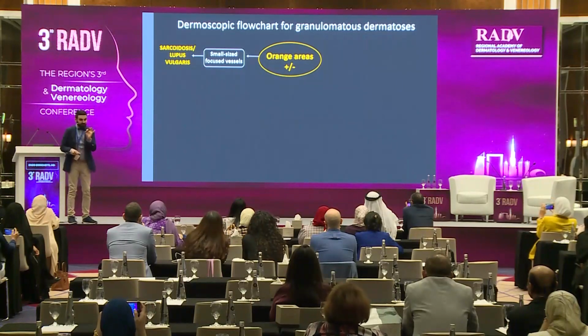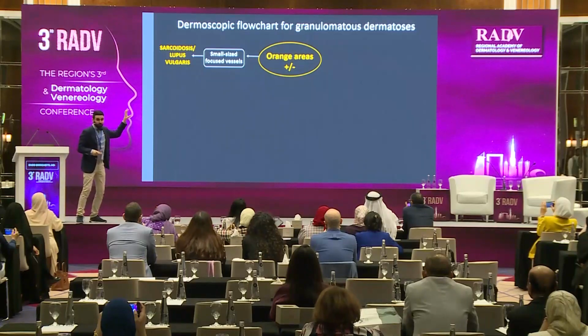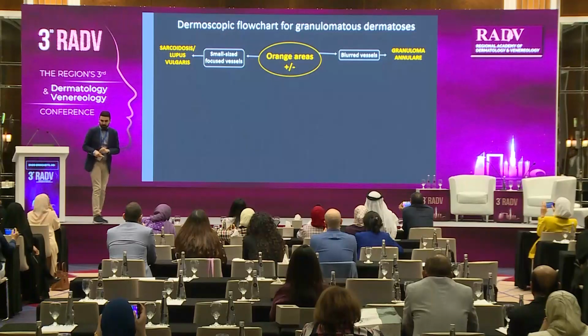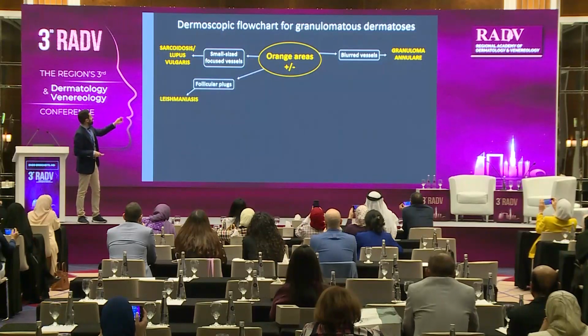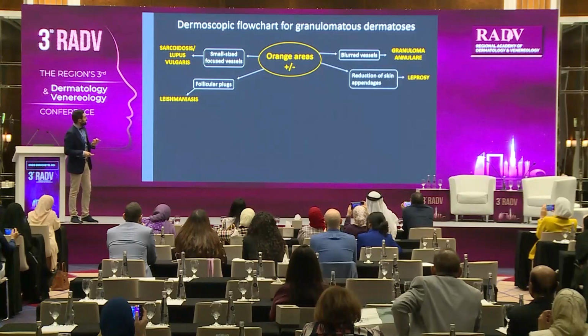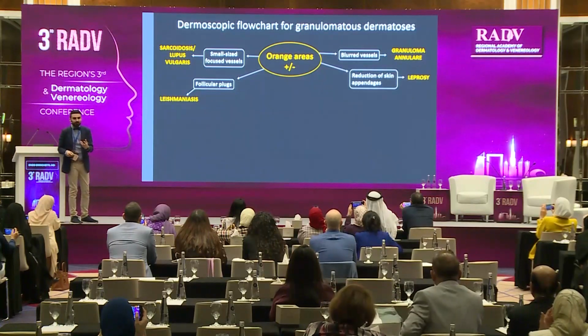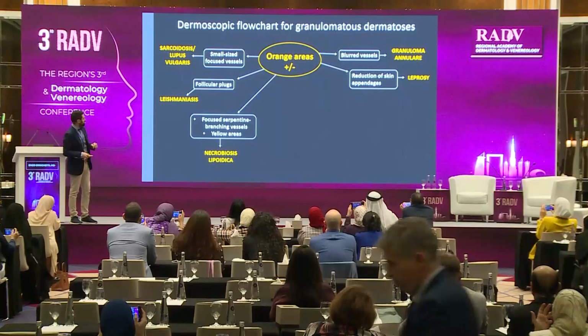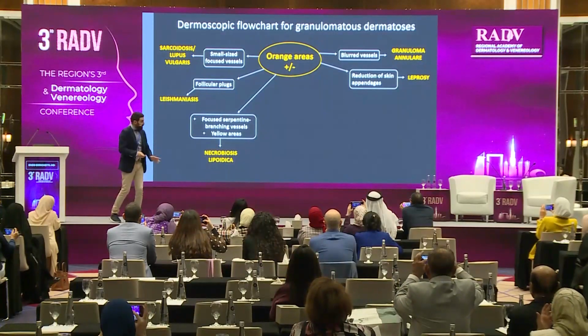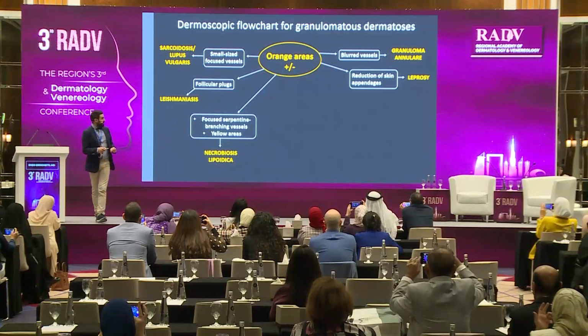Small-sized focused vessels, we have to think about sarcoidosis and lupus vulgaris. Blurred vessels, granuloma annulare. Then follicular plaques, leishmaniasis, okay? Then we have reduction of skin appendages, leprosy. Focused serpentine branching vessels and yellow, we have to think about necrobiosis lipoidica.